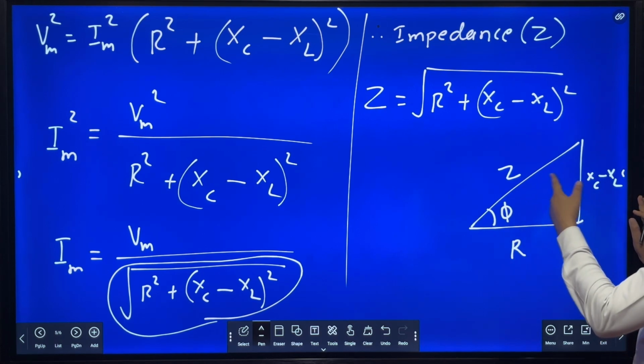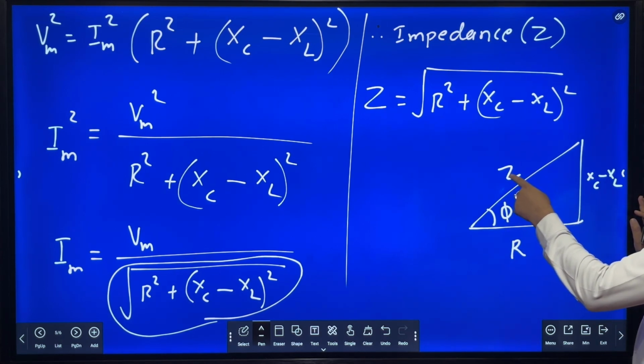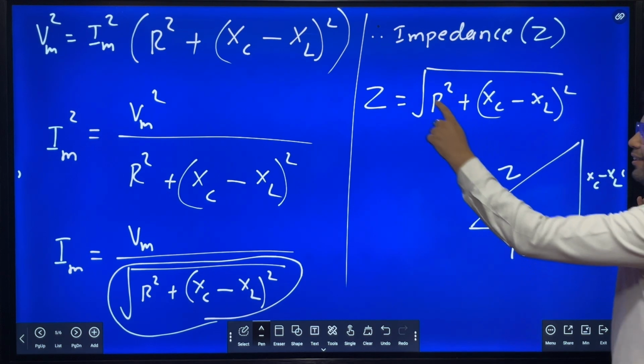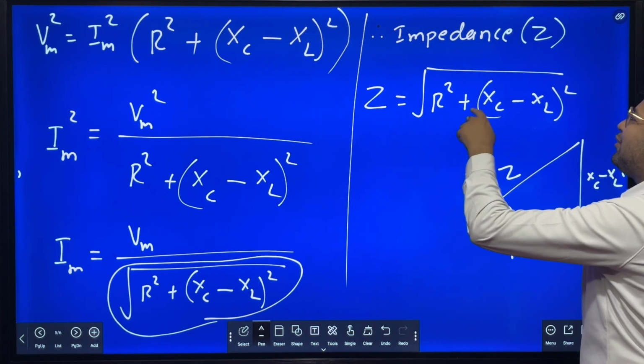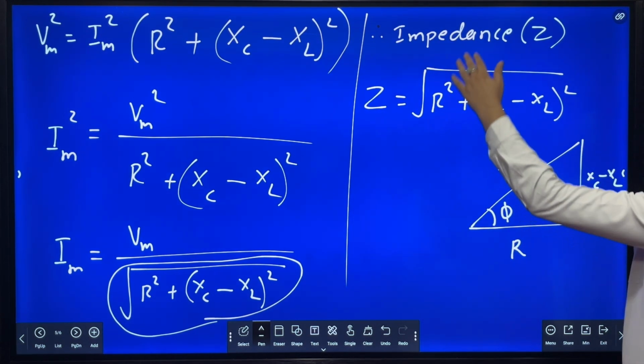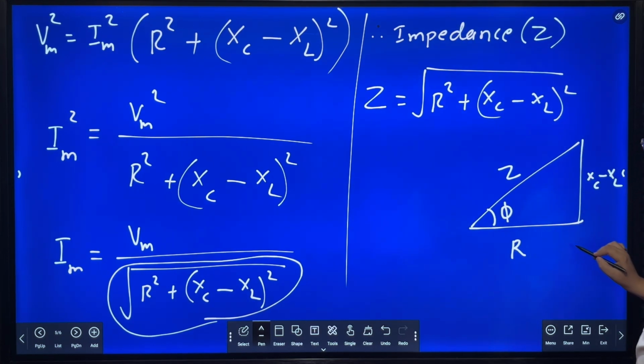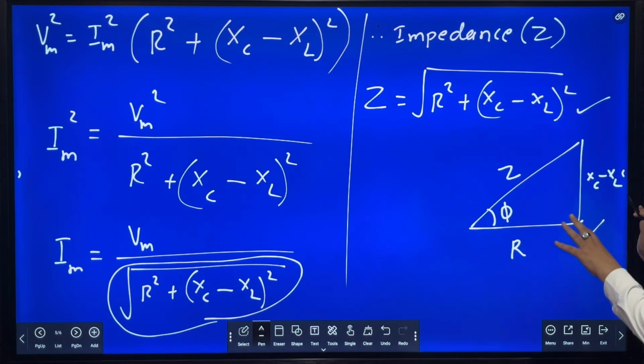Now use the Pythagoras theorem. Z square is equal to R square plus (XC minus XL) whole square. Z is equal to the square root of R square plus (XC minus XL) whole square. This diagram is drawn using the formula of impedance. Therefore, we call this diagram the impedance diagram.